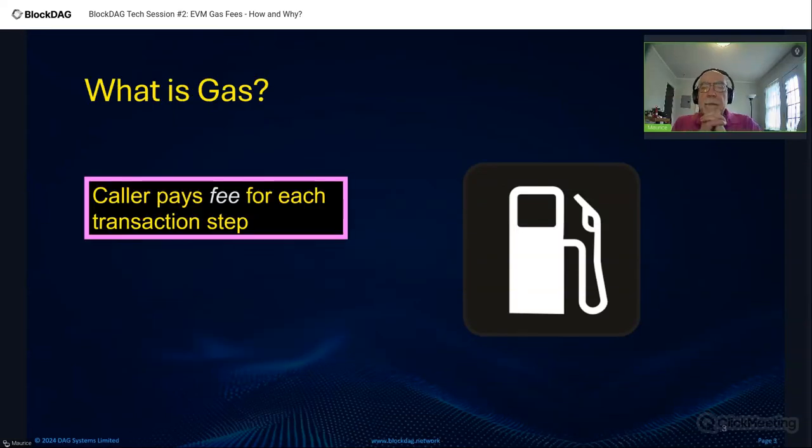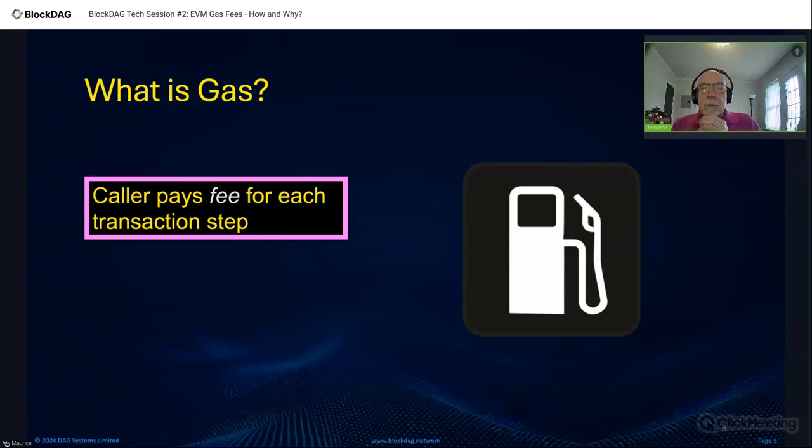So let's start out. What is gas? Well, gas is the idea that you're sending a transaction to a smart contract to execute. You're basically calling a program that runs on the blockchain. And the idea is that each computational step that you take costs something. It costs a certain amount of gas, maybe 5 or 10 gas units to add two numbers together. Writing a big array to long life storage might be hundreds of gas units.